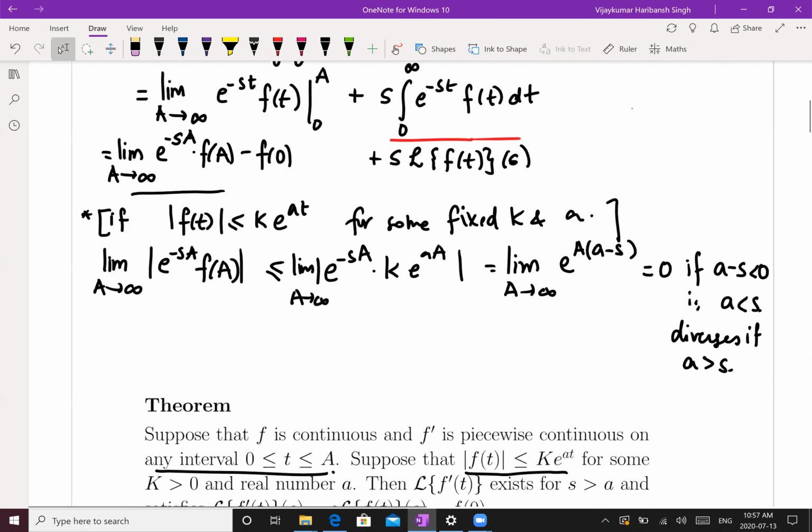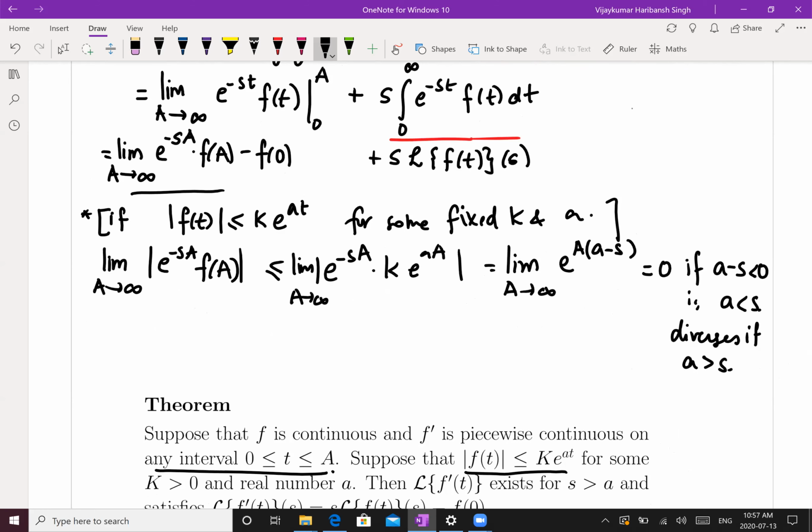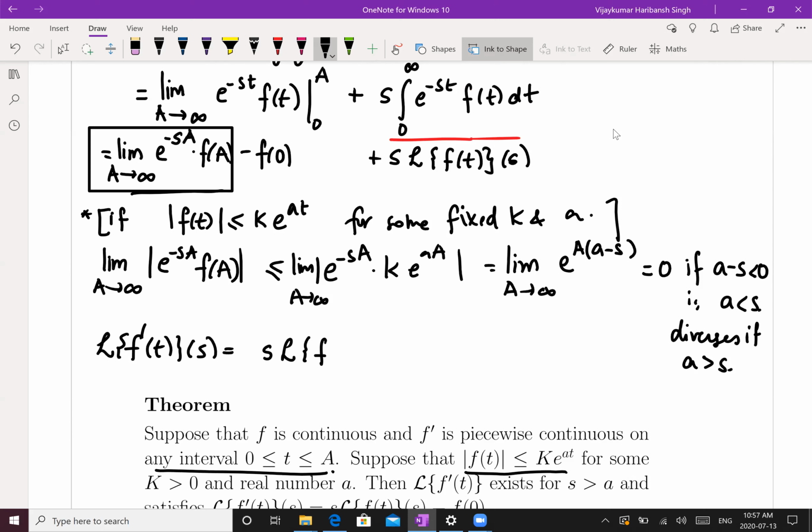So this limit is 0. So we get that when this happens, the limit here on the top will become 0, right? And what do we get in that case? In that case, we get the Laplace transform of f prime of t is going to be s times L of f of t evaluated at s minus f of 0. So this is what happens.